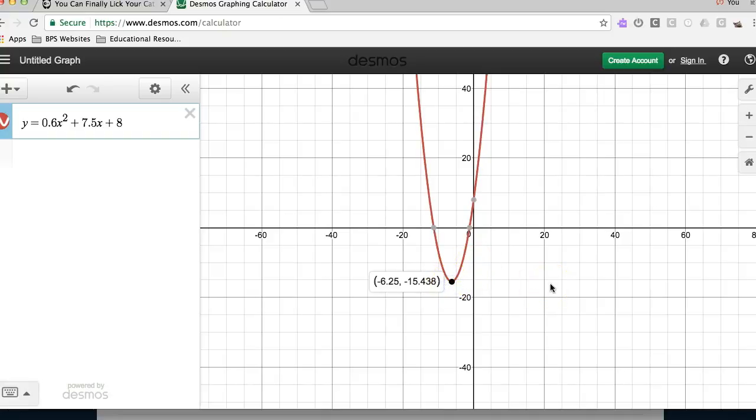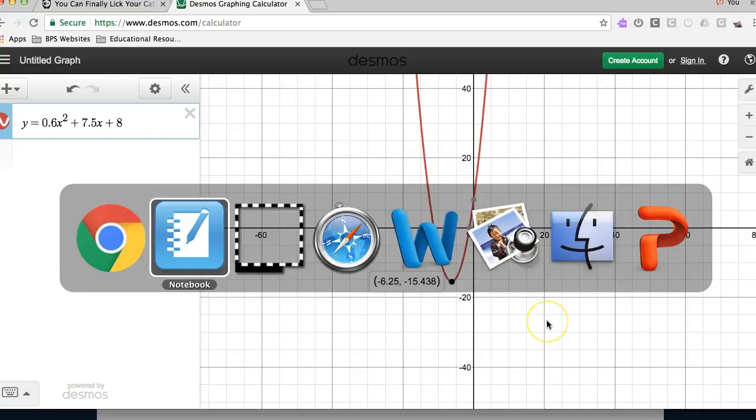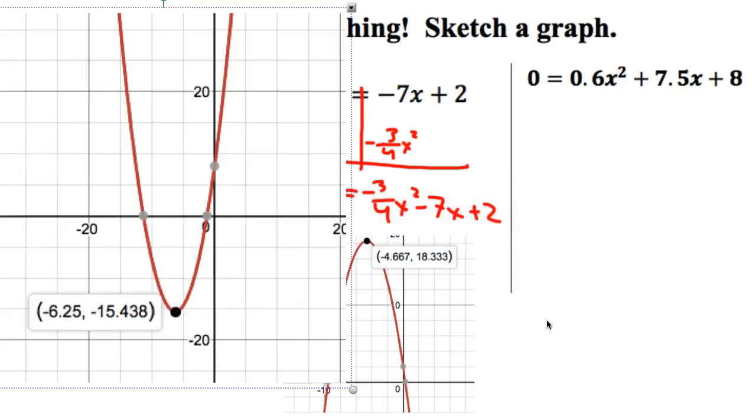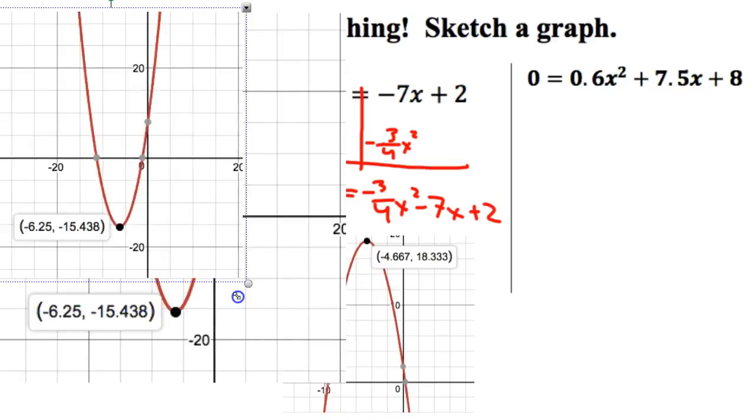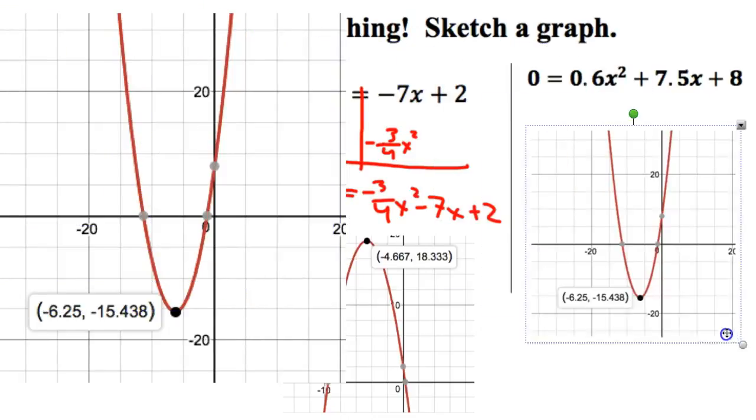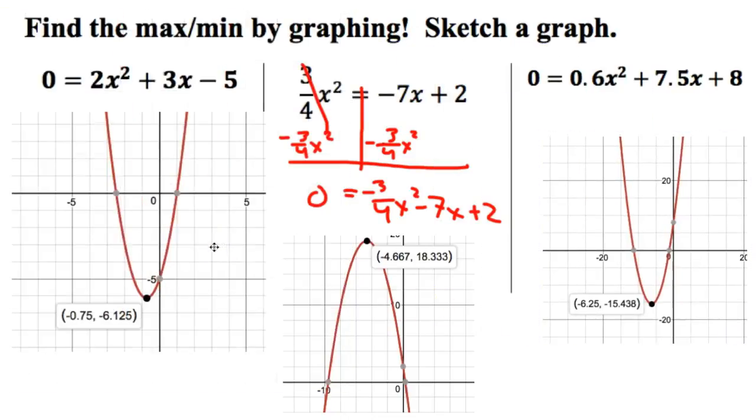Click on it. That's the minimum right there. And it's minimum because it's at the bottom. So let me select it and drag it over. Oop, I made an extra copy. So that point right there, negative 6.25, negative 15.438 is the minimum.